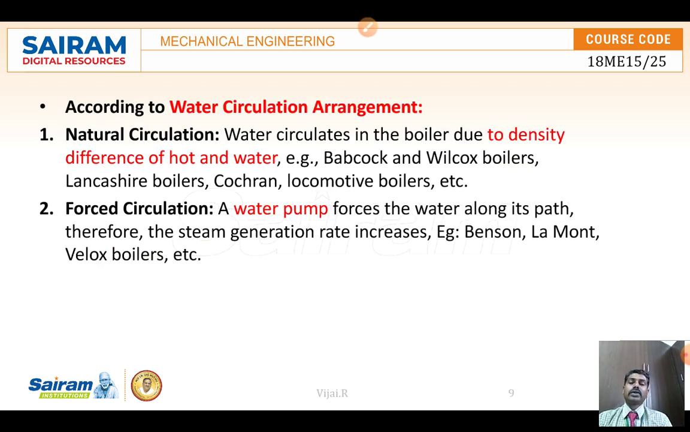Okay, so the next, second classification is based on the water circulation. The water has to be circulated among the tubes with the help of some motors, or it may be due to natural circulation. So based upon the water circulation arrangements, it may be a forced circulation or a natural circulation boiler. In a natural circulation boiler, the water circulates inside due to the density difference between hot and cold.